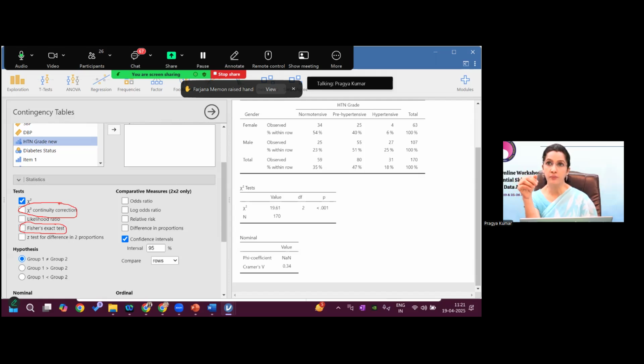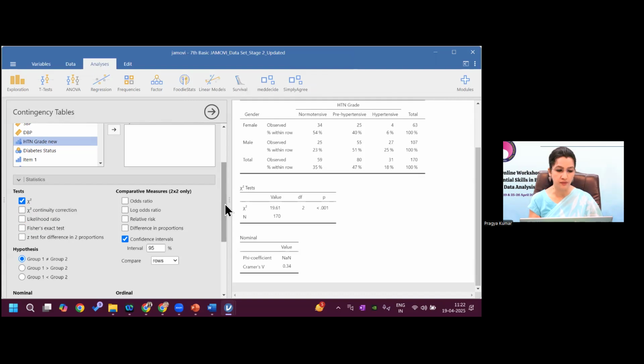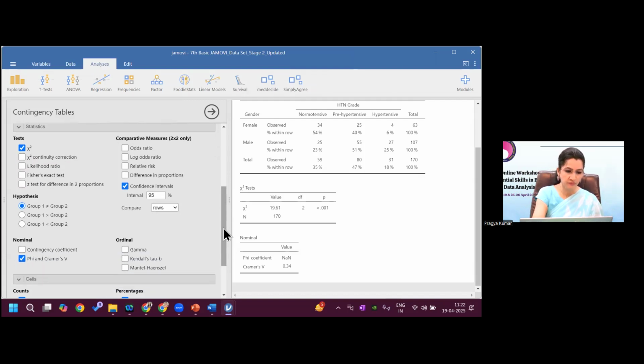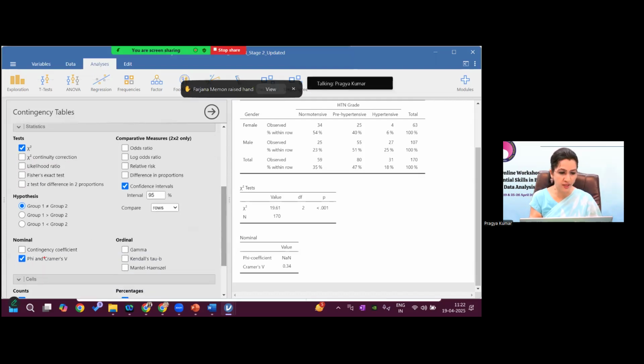And again, Dr. Pradeep and Dr. Geeta are also asking regarding phi and Kramer V. So see, there are 2 terms here: something known as phi and something known as Kramer V. This phi is for a 2 by 2 table. This value will only come in a 2 by 2 table. In a 2 by 2 table, the value of phi and Kramer V is the same. But this Kramer V is an effect size.